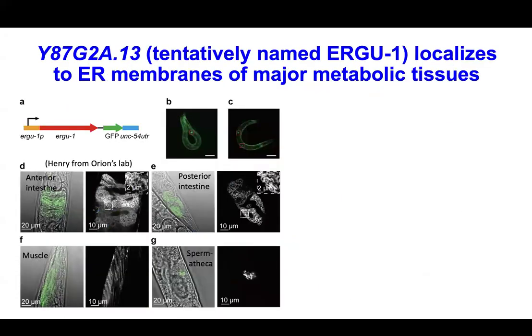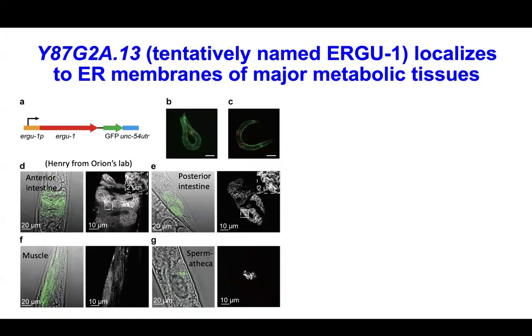And so, why do we know that? Because we generated a protein translational reporter to monitor the abundance of the protein in different parts of the animal. And it turned out that the anterior and the posterior intestines of the animal are highly enriched with this protein.